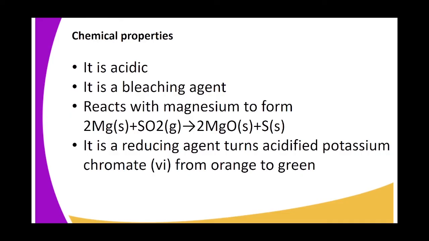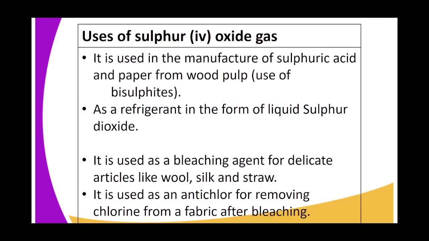What are some of the uses of sulphur 4 oxide gas? As you can see, sulphur 4 oxide gas is used in the manufacture of sulfuric acid. It is one of the major raw materials during manufacture of sulfuric acid in the contact process.